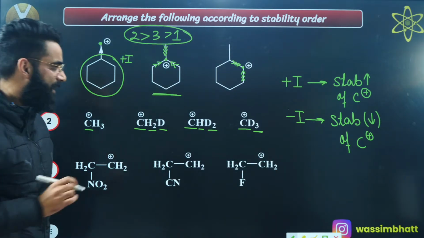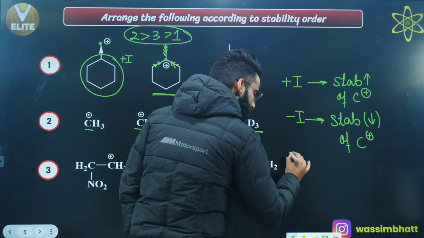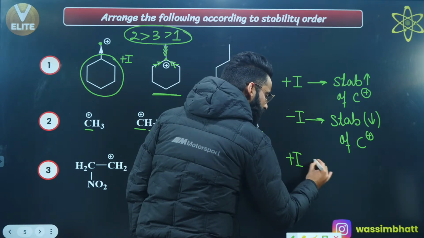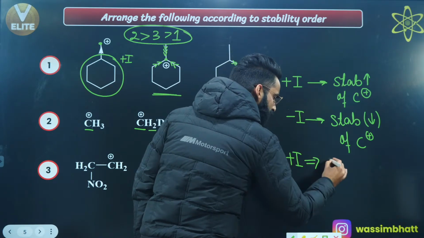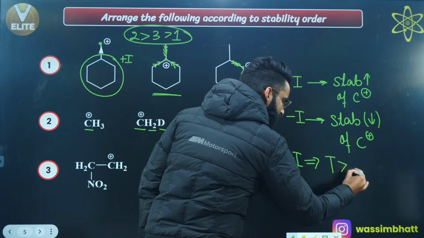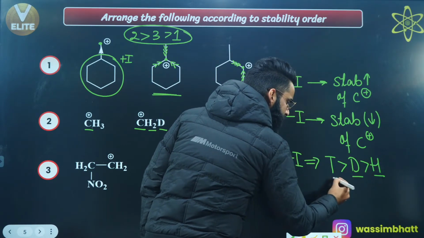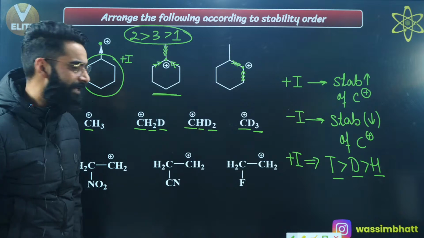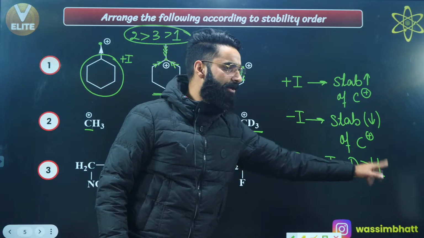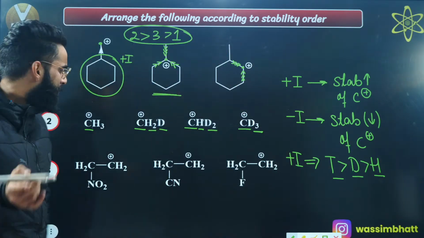As we have discussed in the last session, if you remember, plus I power of tritium is going to be greater than that of deuterium, which is going to be greater than that of protium, right? This is the order of plus I shown by tritium, deuterium, and normal hydrogen. Yes? Now we will have a look.